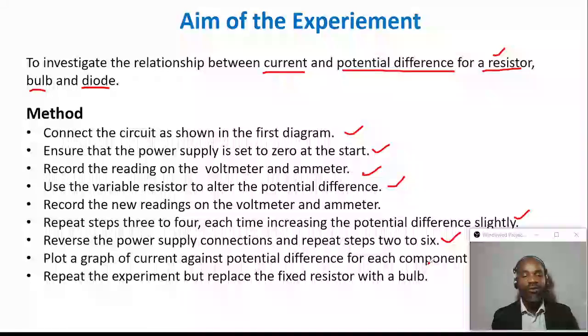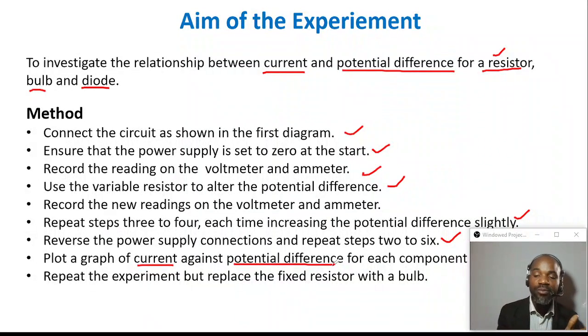It is time for us to plot a graph of currents against potential difference for each component. Components such as the ammeter giving values for current and the voltmeter giving values for potential difference. That's what we are trying to say here.